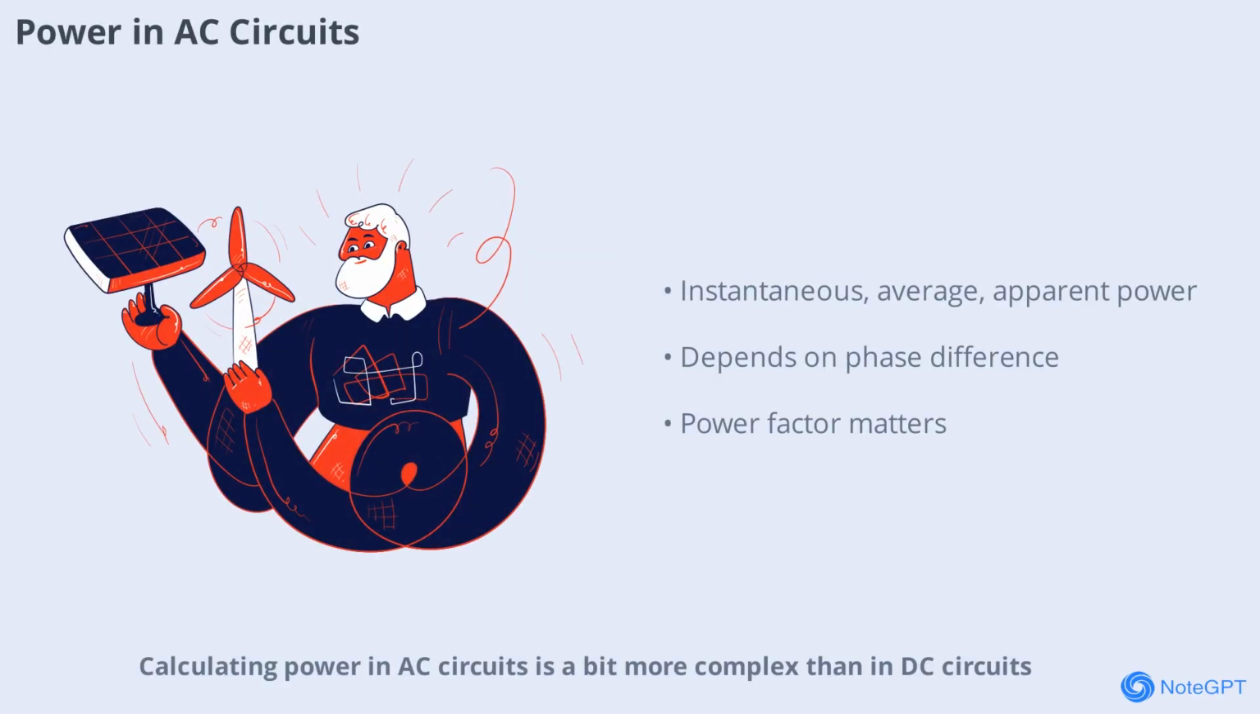Calculating power in AC circuits is a bit more complex than in DC circuits. There are three types of power to consider: instantaneous power, average power, and apparent power. The average power delivered to a load depends on the phase difference between current and voltage. The concept of power factor comes into play here, indicating how effectively the circuit converts electrical energy into useful work. Let's break down each type of power and see how they relate.